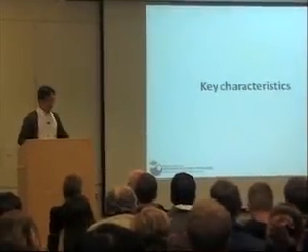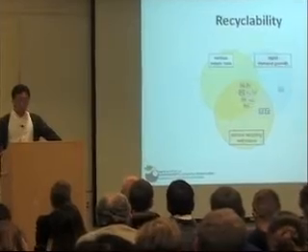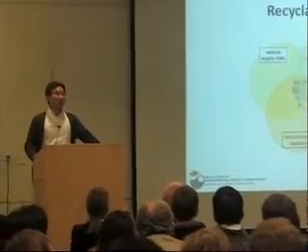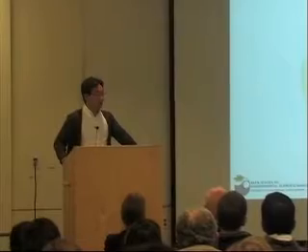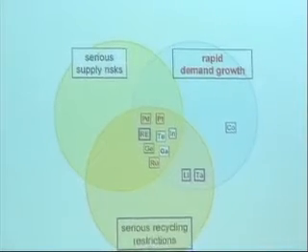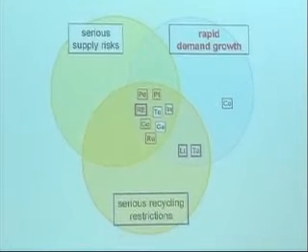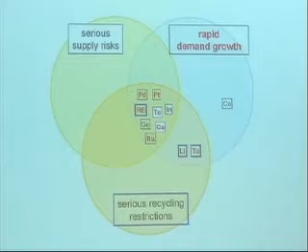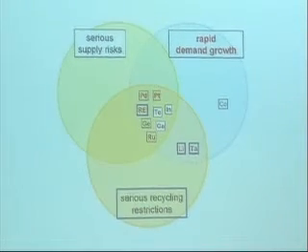So what are the key characteristics of these materials? First, the recyclability of these materials is very limited. This is from the UN report. They draw a Venn diagram of the materials with serious supply risk, rapid demand growth, and serious recycling restrictions. You can see Re is a rare earth element, not uranium. And many of the materials of interest like palladium, platinum, tellurium, indium, gallium, germanium, and rubidium belong to all three categories.